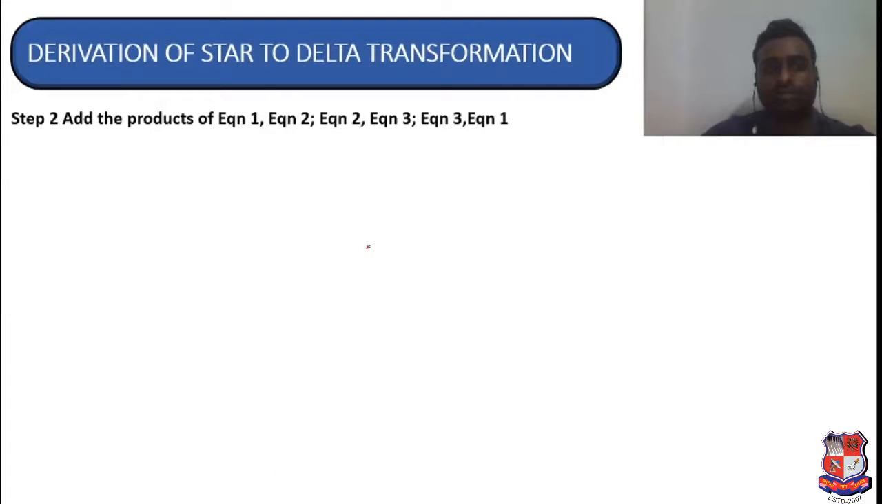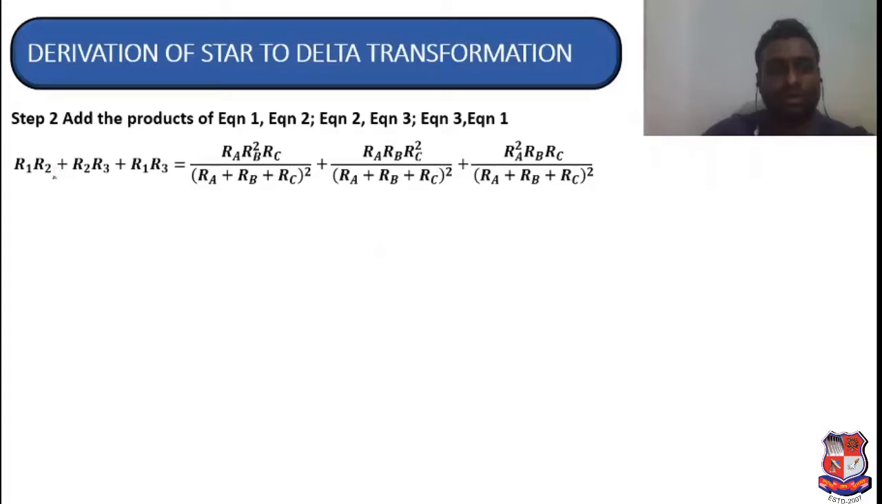Now what you need to do is add the equations which were multiplied. So R1 R2 plus R2 R3 plus R1 R3. The product of the first was this value. This is getting added with R2 R3, this is the value, and this is again getting added with R1 R3, this value. So it is nothing but the sum of products.